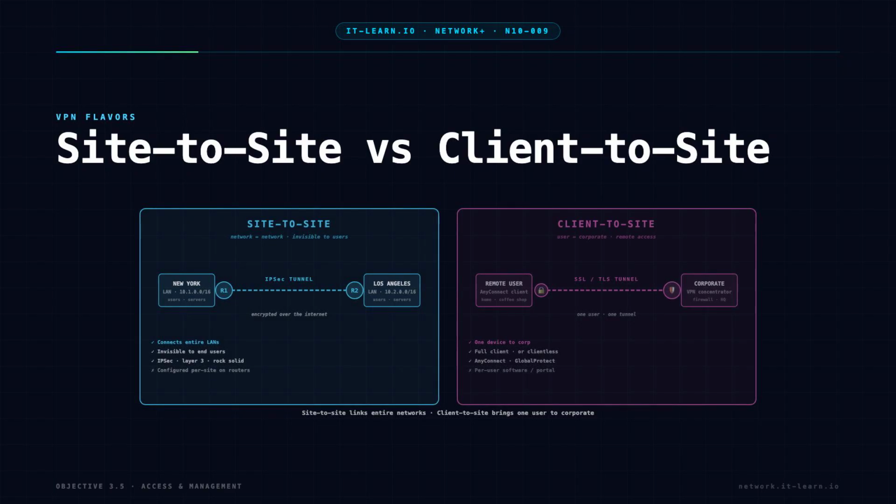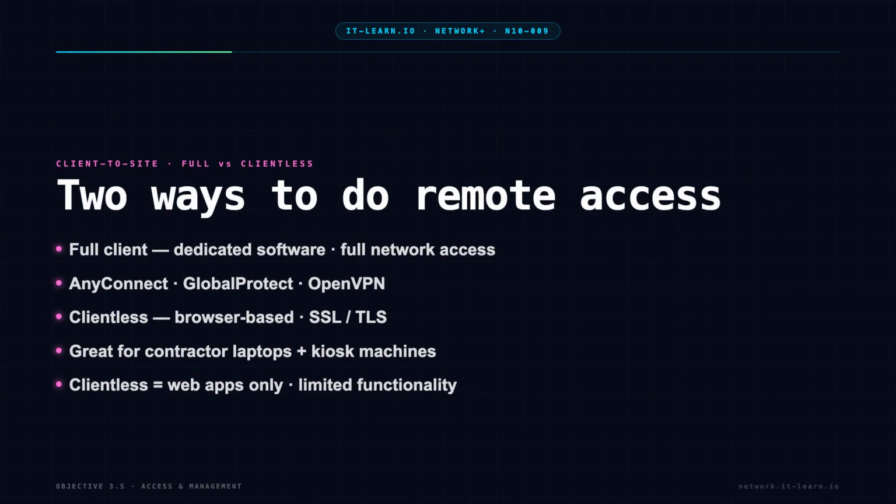Site-to-site VPNs almost always use IPSec, Internet Protocol Security, for encryption. IPSec is the workhorse of enterprise VPNs. It runs at layer 3, encrypts everything, and has been battle-tested for decades. Now, client-to-site, also called remote access VPN, is different. This is what most people picture when they think VPN. You're a remote employee, you open up Cisco AnyConnect or GlobalProtect on your laptop, you type in your credentials, and now your laptop has a secure tunnel back to corporate. 1 user, 1 device, 1 tunnel.